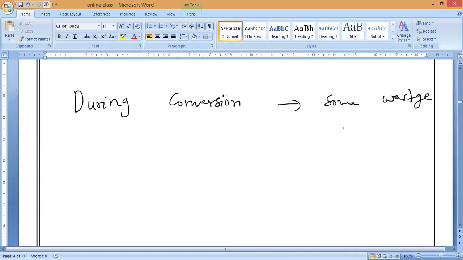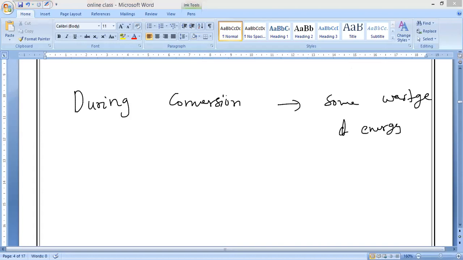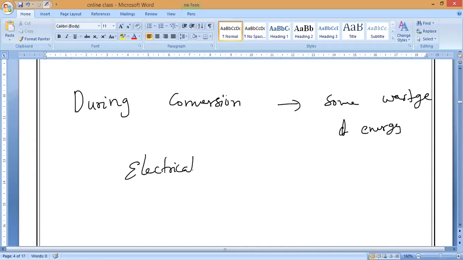So what is an example of some wastage of energy? Let me take the electric bulb. How many of you know the electric bulb? What is the use of an electric bulb? We convert electrical energy into light energy. That is our main aim. Here some amount of energy is converted into light and some amount of energy is wasted.